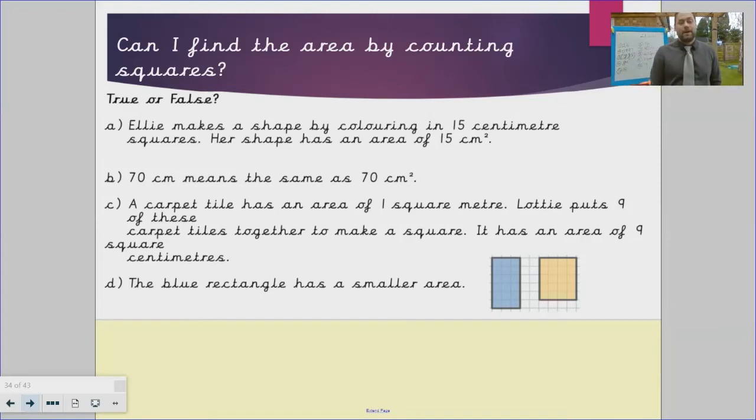C is false. And D, the blue rectangle has a smaller area. Now, if you have a look at these squares here, the blue one has 3, 6, 9, 12, 15, 18 squares. And then our other one has 4, 8, 12, 16, 20. So the blue rectangle has a smaller area, and the answer is true. So it should be true, false, false, true.